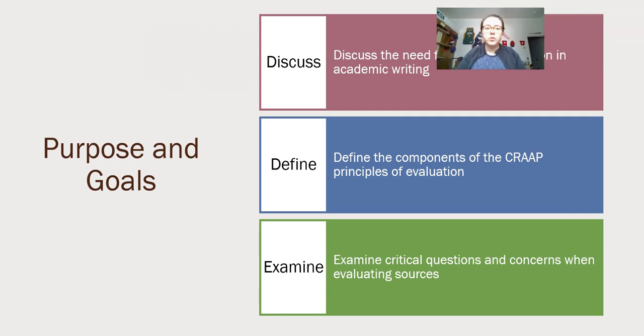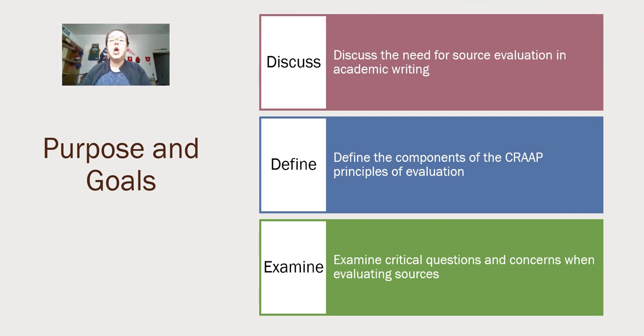The purpose and goals for today's lecture are as follows. First, we'll discuss the need for source evaluation in academic writing. We'll then define the components of the CRAAP principles of evaluation. And finally, we'll examine critical questions and concerns when evaluating sources.